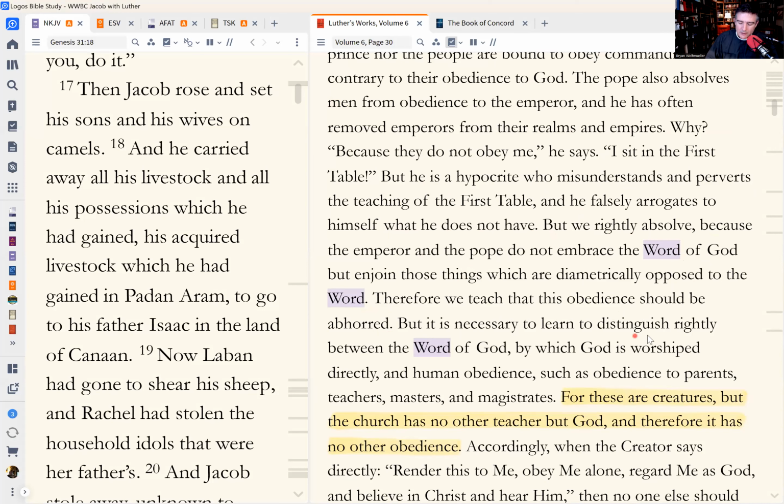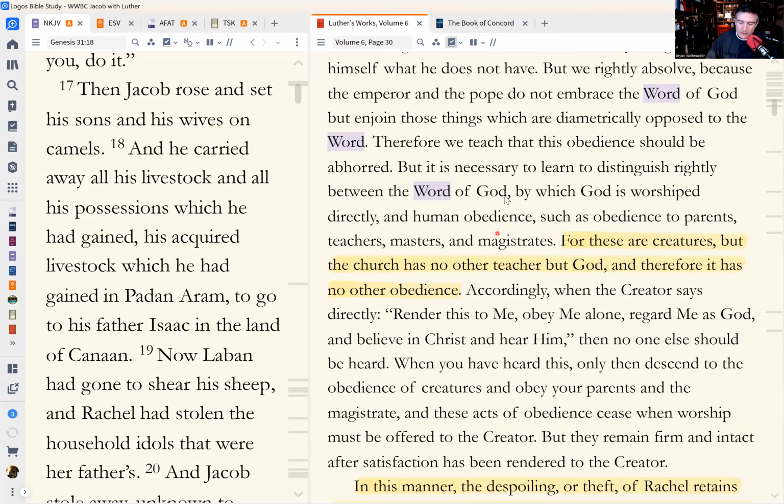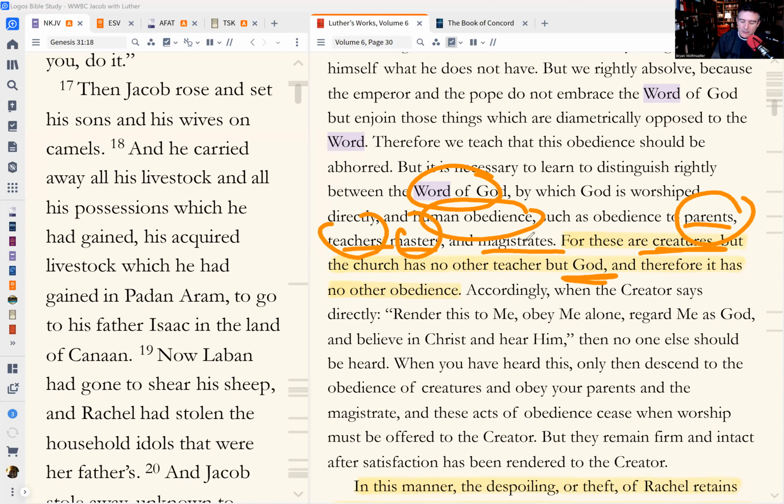But it is necessary to learn to distinguish rightly between the word of God, by which God is worshipped directly, and human obedience, such as obedience to parents, teachers, masters, and magistrates. So we have the word of God, and then we have human obedience. The first table and the second. There you go. For these are creatures, these parents, teachers, magistrates, masters. But the church has no other teacher than God, sola scriptura, and therefore it has no other obedience. In fact, the reason why we obey parents, teachers, magistrates, and masters is because God himself said, hey, I want you to obey them. Fourth commandment. That's the idea.